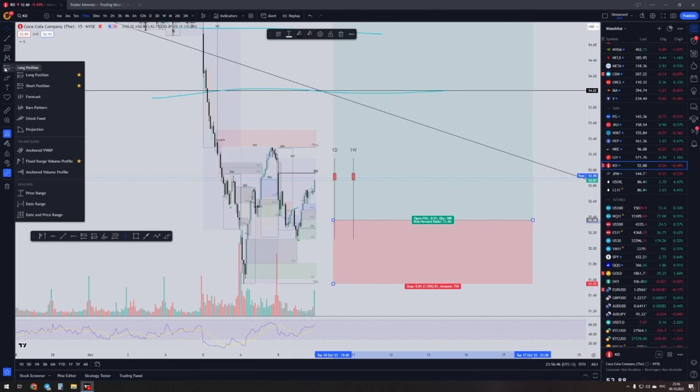If you want to use the brush to show people where the price goes, for example, this is what I did on CRM, I just drew it pretty quick, where the price goes, and that's it.